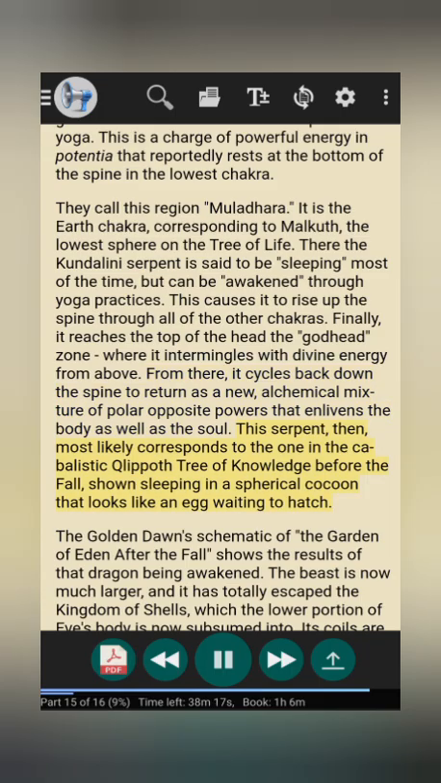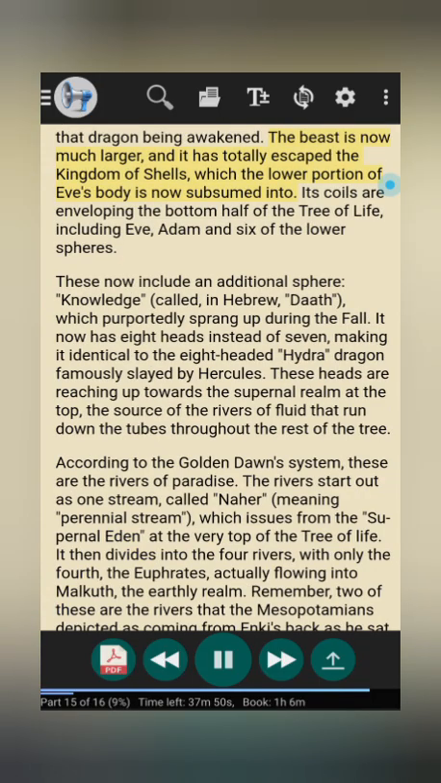This serpent, then, most likely corresponds to the one in the Kabbalistic Qliphoth tree of knowledge before the fall, shown sleeping in a spherical cocoon that looks like an egg waiting to hatch. The Golden Dawn schematic of the Garden of Eden after the fall shows the results of that dragon being awakened. The beast is now much larger, and it has totally escaped the kingdom of shells, which the lower portion of Eve's body is now subsumed into.